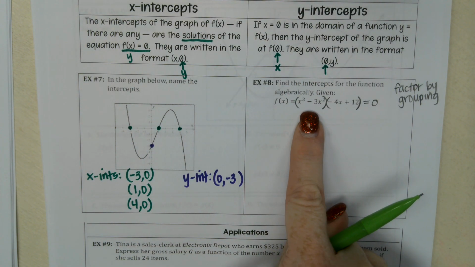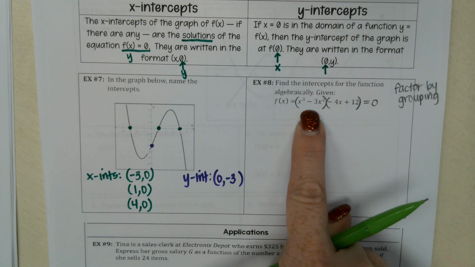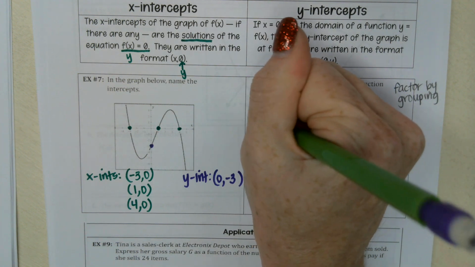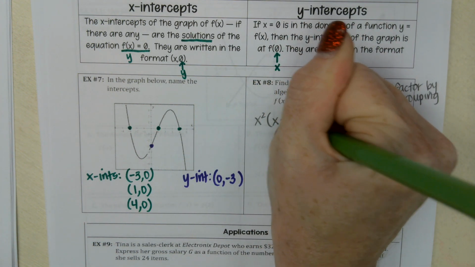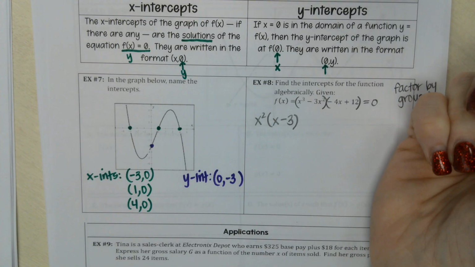And I want to identify my GCF. Somebody other than Keaton, talk to me. What can I remove from this first set? X squared, yep. So when I take that out to the front, I'm left with perfect.